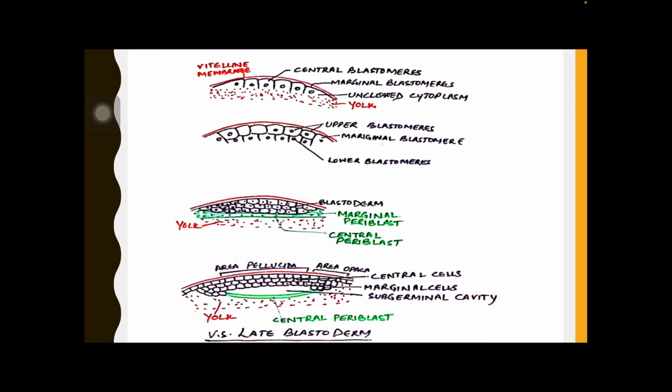So now we will discuss blastulation. So during blastulation, what happens? Here you can see this is the blastoderm, right. In blastulation, horizontal cleavage furrows appear in the central and the marginal cells. So these are the central blastomeres and the marginal blastomeres.